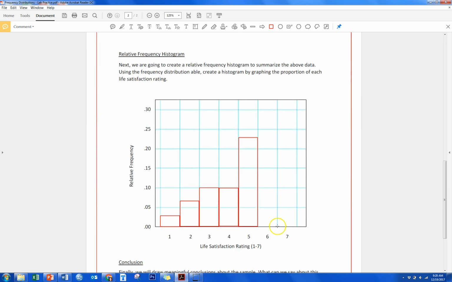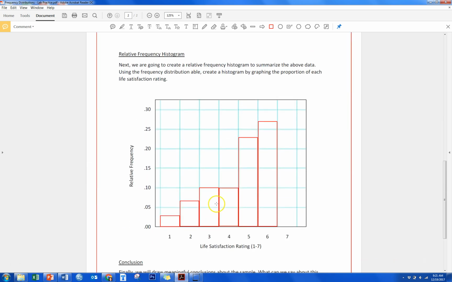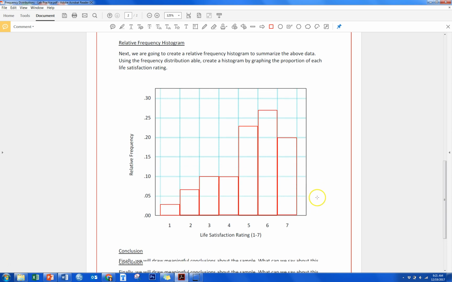0.27 will be next. So come down here, and 5, a little less than halfway between these two, right about there. And then finally we have relative frequency of 0.20 for the last column. So we'll go down here and we'll drop it right on that line. So here is a relative frequency histogram of the distribution.